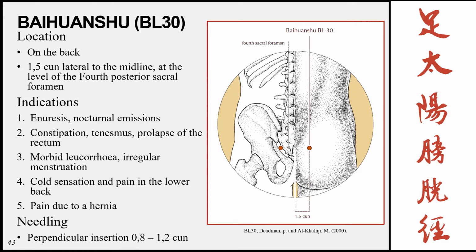Okay, now let's look at the next point. So this is BAIHUANSHU, bladder 30. So it's also located on the back, 1.5 tsun lateral to the midline, and we're now in the fourth and the last posterior sacral foramen. We're just lateral to it.